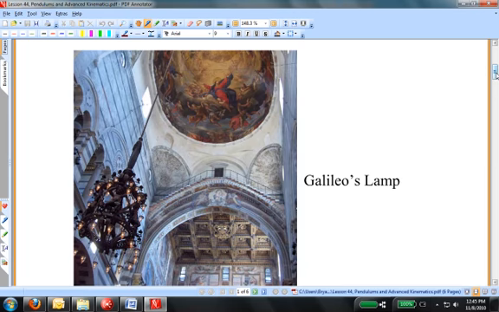The lamp is still there in the Duomo, Pisa. It's called Galileo's Lamp, and for a few hundred lire, you can buy a picture of it from the enterprising street vendors outside the piazza. The only thing wrong with this story is that, according to the church records, the lamp wasn't actually installed until 10 years after Galileo died.